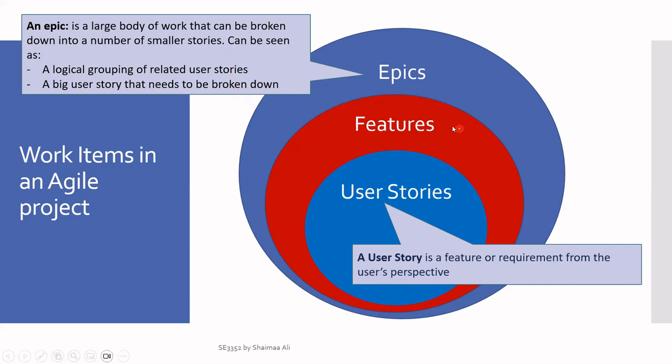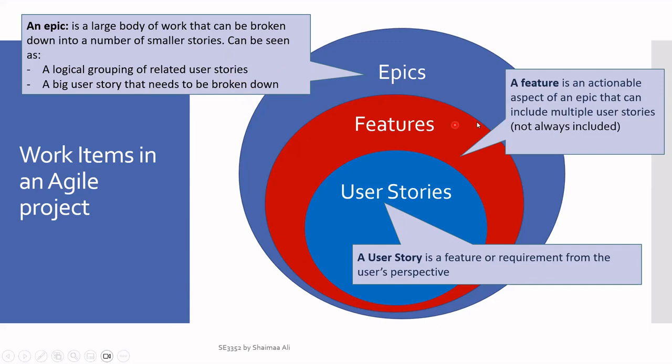Now the intermediate level here, the feature, is something in between. It's just an organizational level between the epic and the user story. Sometimes people use it, other times they don't. Most of the time, you see people organizing the work in terms of epics and user stories. Now, a feature is an actionable aspect of an epic that can include multiple user stories. So again, it's multiple user stories, but it is smaller than the epic.